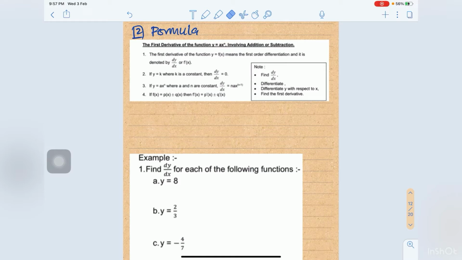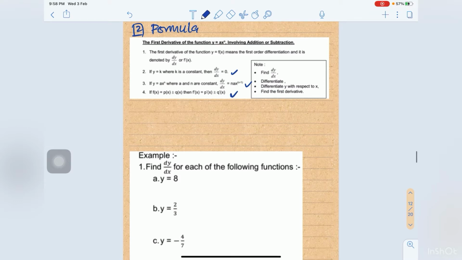In the previous lesson, we learned how to find the first derivative by using first principle. Today we are going to cover how to find the first derivative by using formula. Here we have the formula: when y equals k, where k is a constant, then dy/dx equals 0. When y equals ax^n, then dy/dx equals nax^(n-1). And if f(x) equals p(x) plus or minus q(x), then we can differentiate one by one. Here we have a few examples.